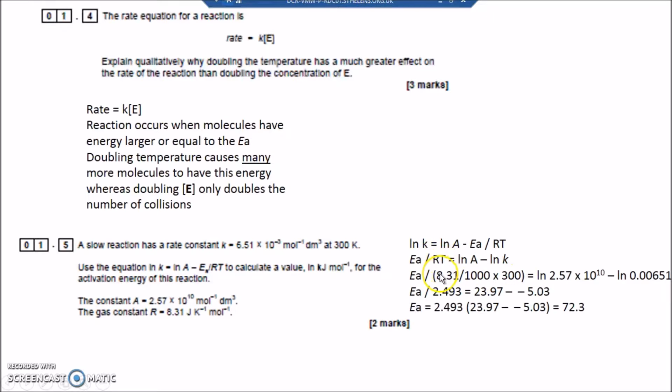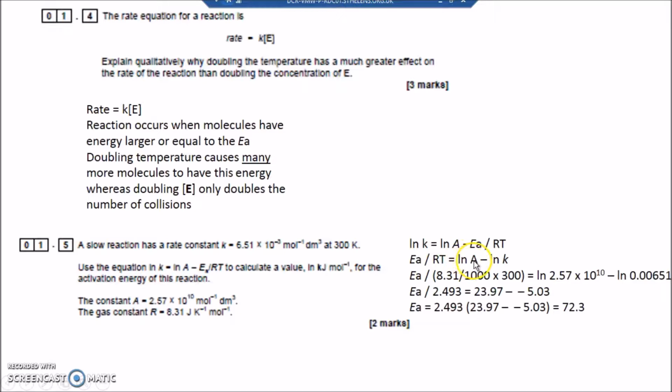So I've got RT here, and I've got R in kilojoules per kelvin per mole. I've got it in the right value here. You could just work it out in joules and then divide by 1,000 at the end if you wanted to. I've just divided by 1,000 here to get my joules into kilojoules at this point.